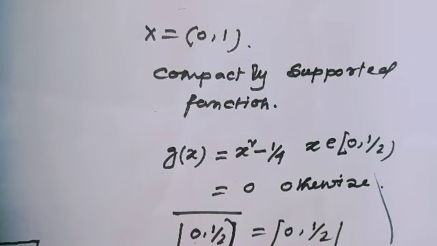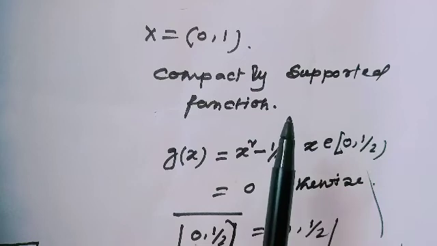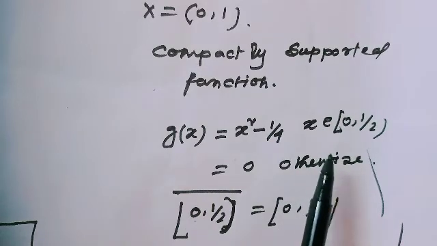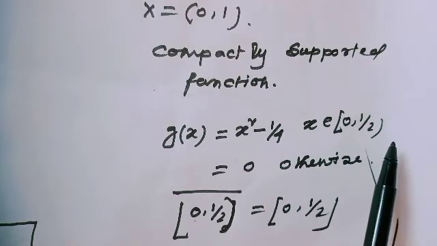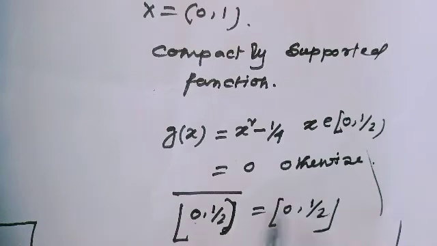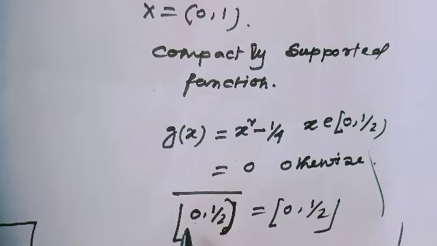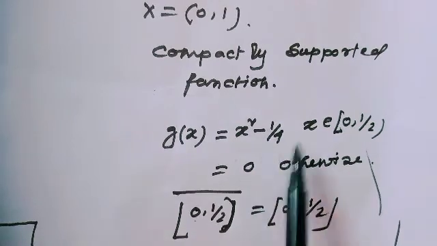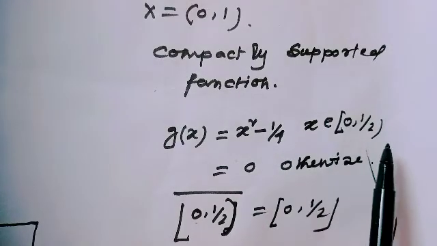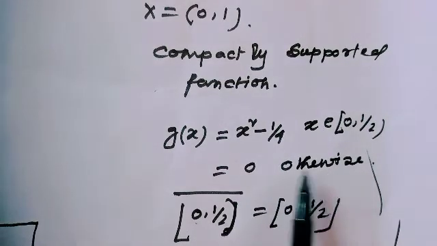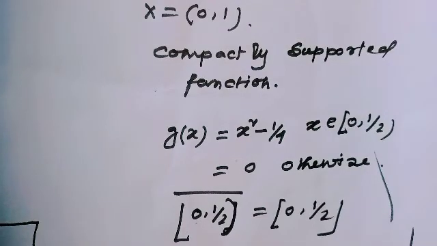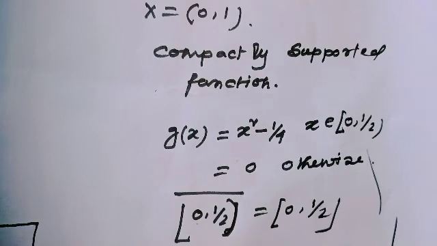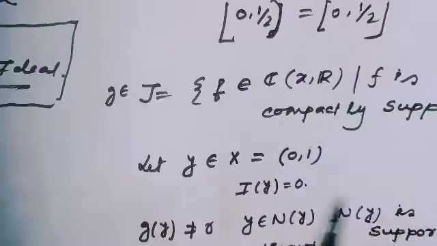Now I will introduce a new type of function, the compactly supported function. Notice the function g(x) equal to x squared minus 1 over 4 when x belongs to the closed-open interval [0, 1/2), and otherwise the value of the function is 0. Here notice the closure of the set [0, 1/2) equal to [0, 1/2]. That means the function is not equal to 0 on a domain whose closure is compact, and otherwise the value of the function is 0. So this function is a compactly supported function. Those functions are called compactly supported if the function is not equal to 0 on a domain whose closure is compact.